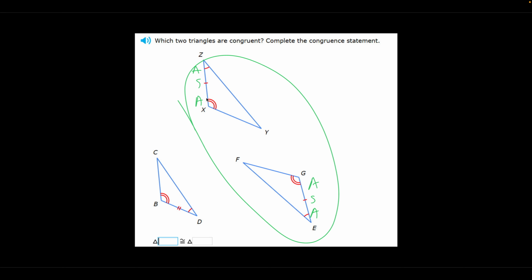Then it says write the congruent statement, and we should know how to do this already. Again, this was in the Ricasso Recap, just match up accordingly. So Z matches with E, X matches with G, Y matches with F.